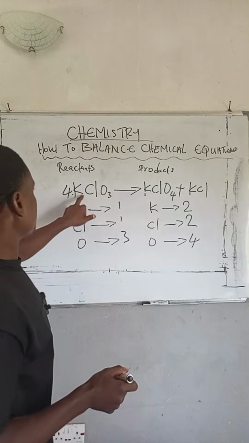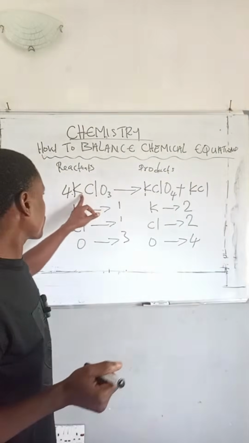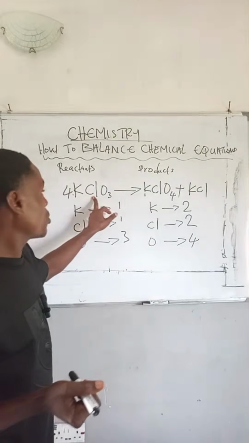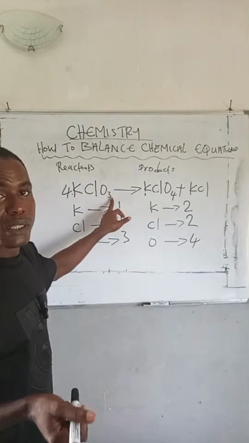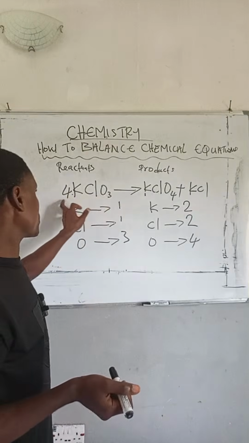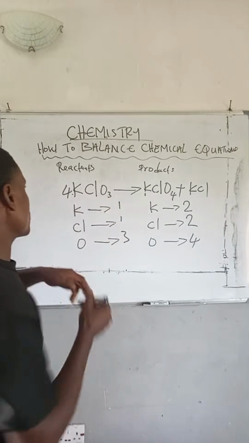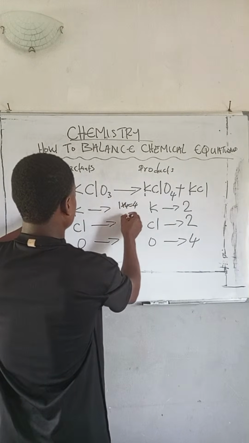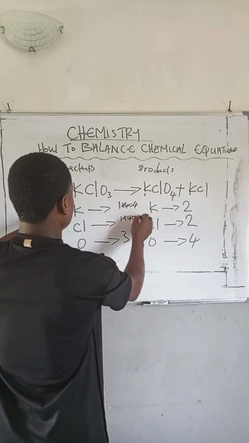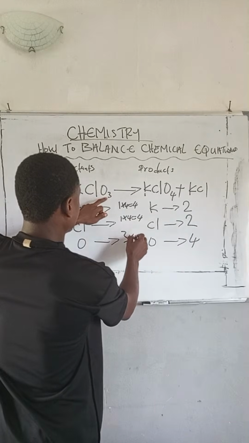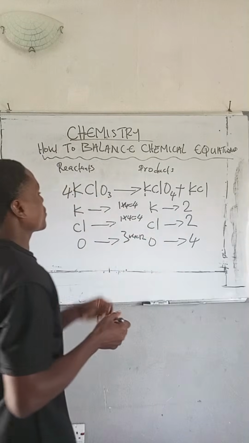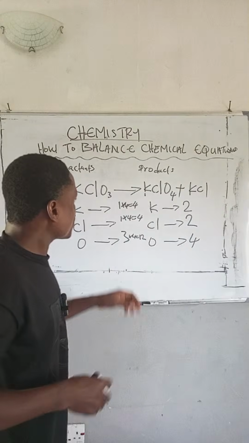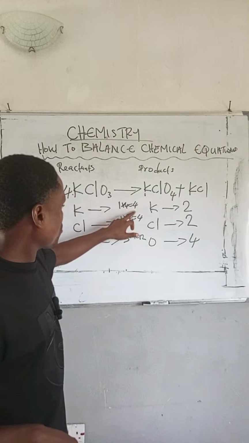So meaning that potassium here is now 4, chlorine here is now 4, but oxygen will be 12, isn't it? Because 4 times 3 is 12, right? So let's do it first. 4 times 3 is what? 12. So here we have 4, 4, 12.